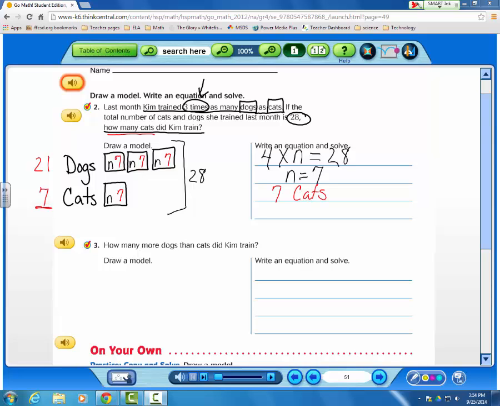Now when we look at this problem number 3, it's asking us to use the same information from above, but it's asking us how many more dogs than cats. So we're doing a comparison here.